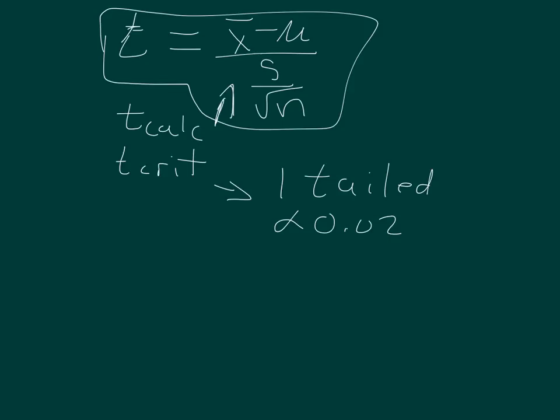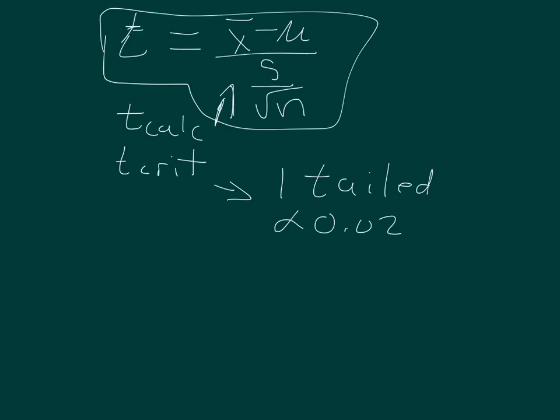I haven't worked it out, but if your t calculated, your test statistic, is smaller than your t-crit, then you're going to fail to reject. It's in the normal range, and so you'll fail to reject.